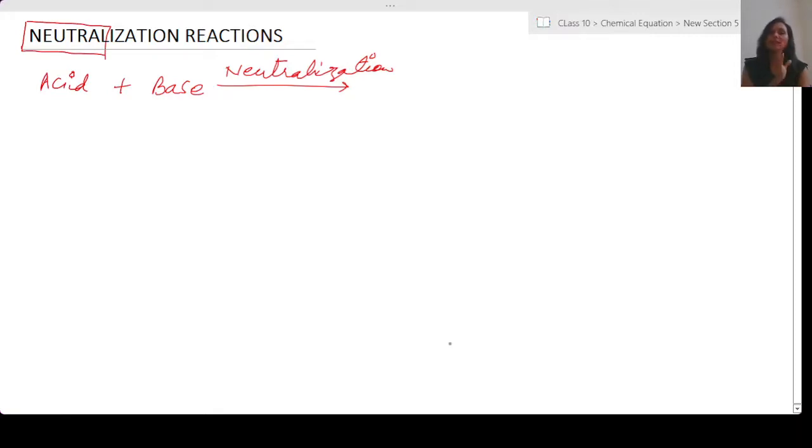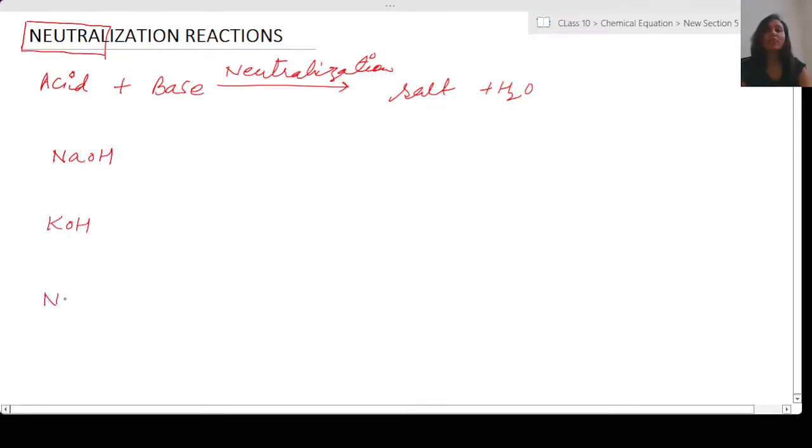So in the same manner, when an acid reacts with a base, it is called a neutralization reaction, and the product of the neutralization reaction is always salt and water. Always. There are various examples which you can form yourself also. Some of them I am writing here. I am taking a base, NaOH. NaOH is a base. OH compounds are bases, remember. KOH, then NH4OH, ammonium hydroxide. They all are bases.